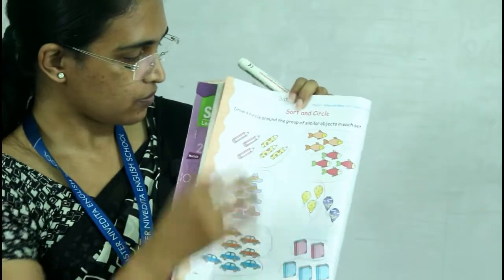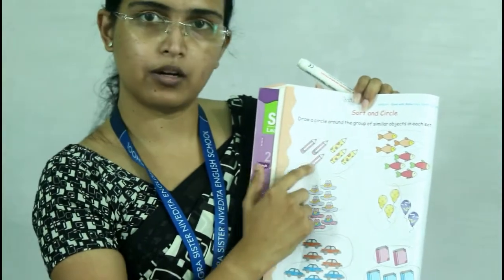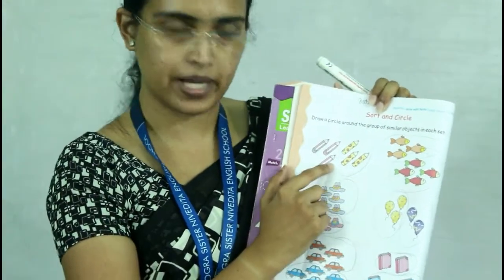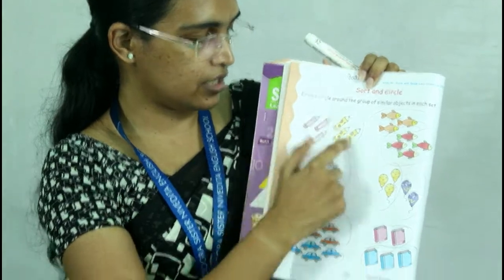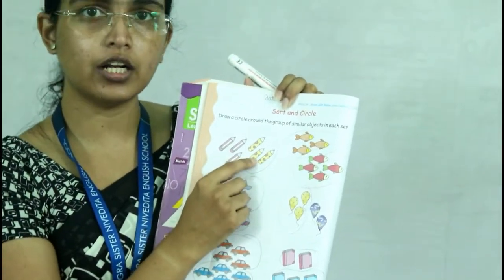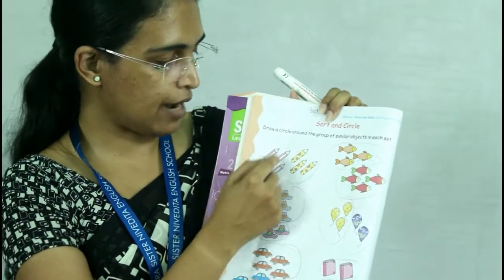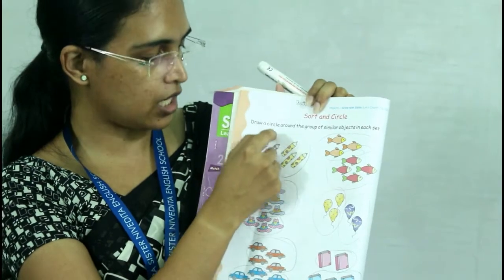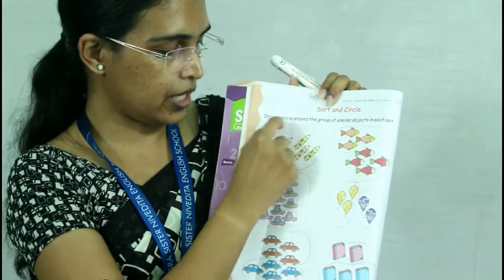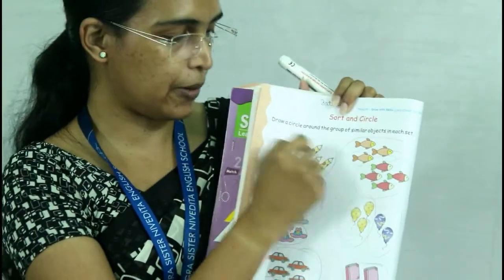Okay. So look, these two are a group. This is a pencil and this is also a pencil, right? But their colors are different. These three pencils are in which color? Yellow, and these three pencils are in which color? Pink. So we have to circle these three pink color pencils separately and these three yellow color pencils separately.